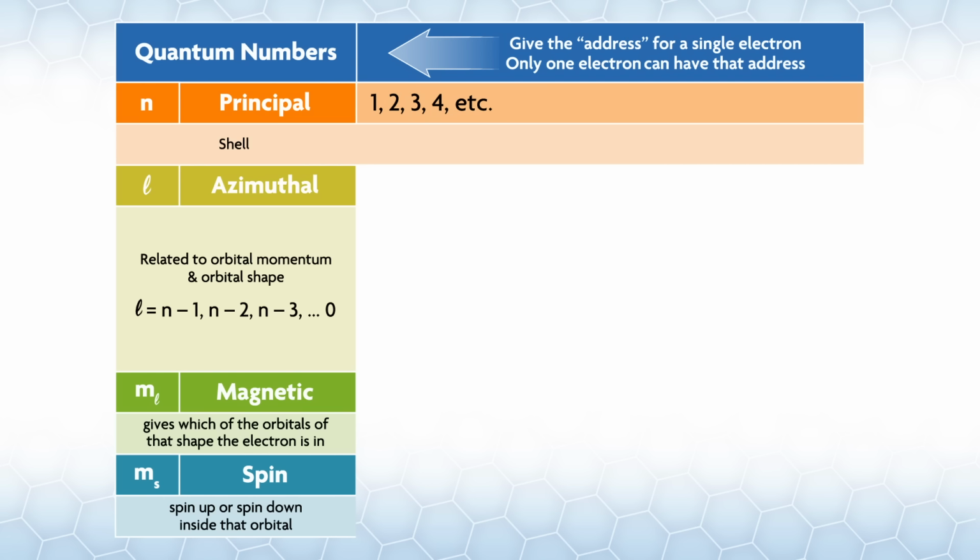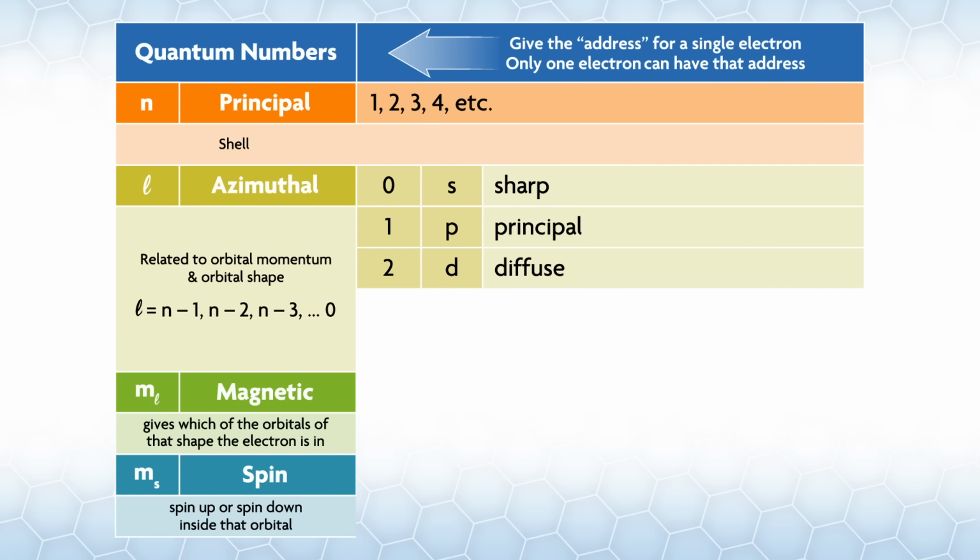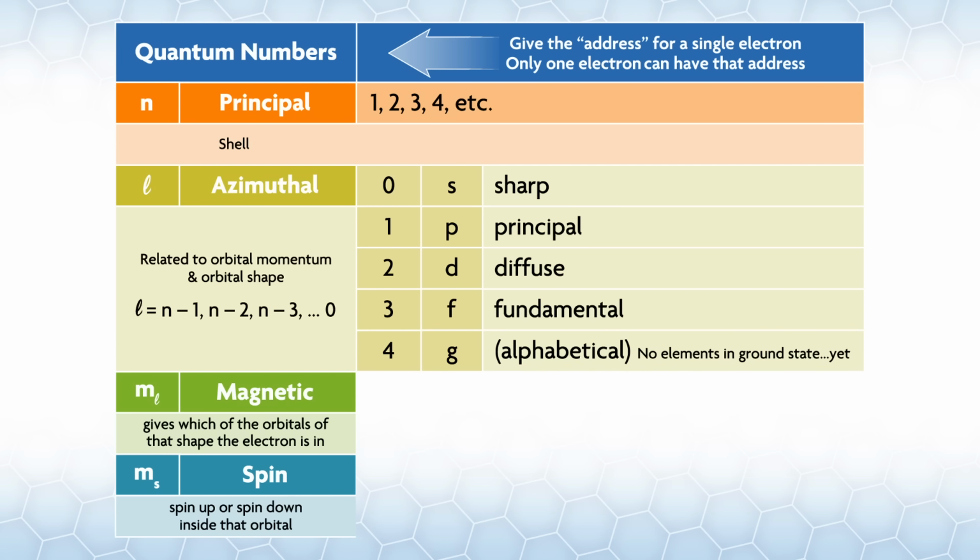The azimuthal value gives the shape of the orbital. The values available are determined by the shell. L equals n minus 1, n minus 2, n minus 3, etc. down to 0. We give these symbols that came from spectroscopy. For L equals 0, we give the symbol S for sharp. L equals 1 is P for principal. L equals 2 is D for diffuse. L equals 3 is F for fundamental. After that, they're alphabetical, so the next is G for L equals 4, although we don't have any elements with G orbitals in the ground state yet.